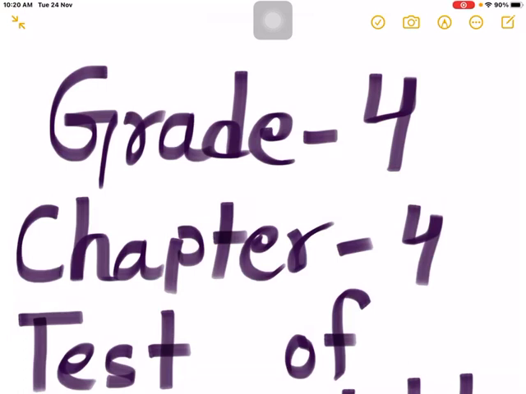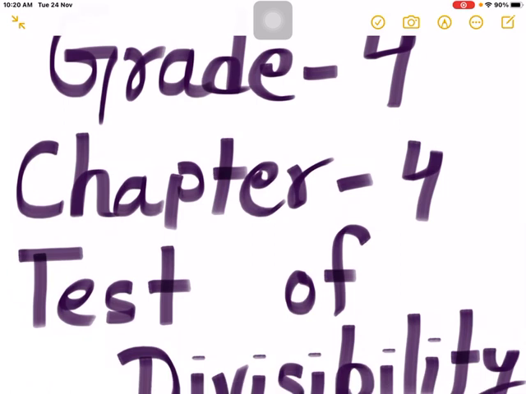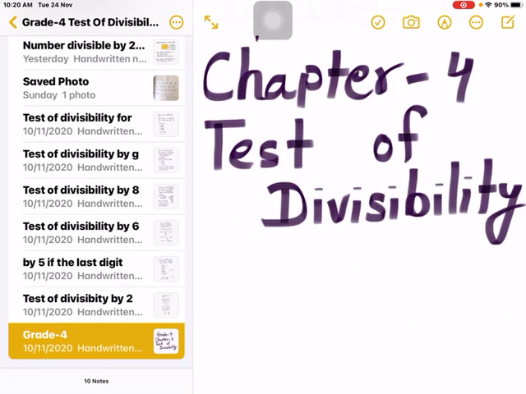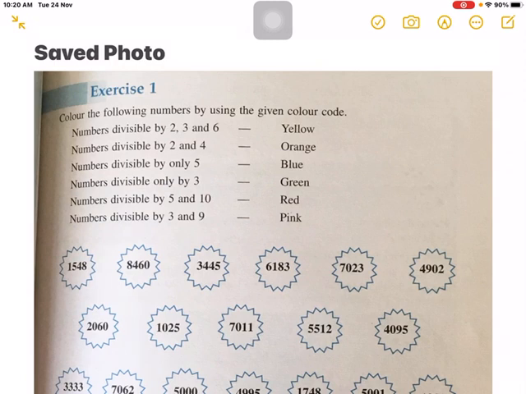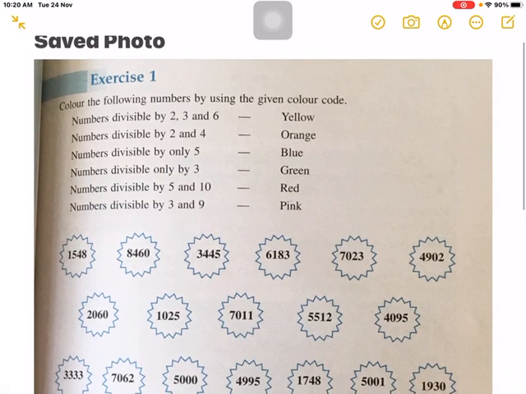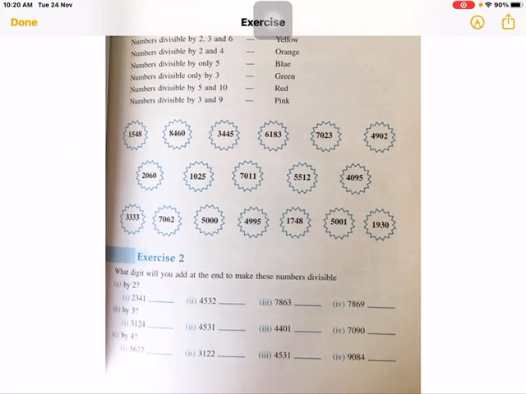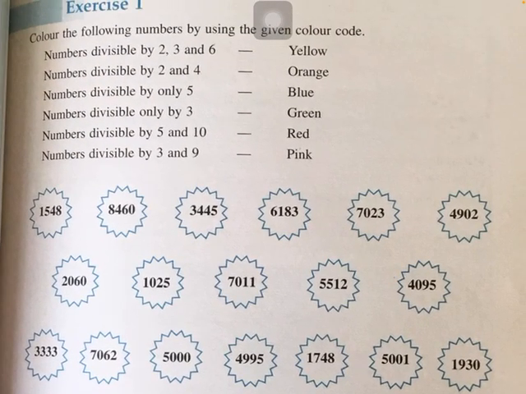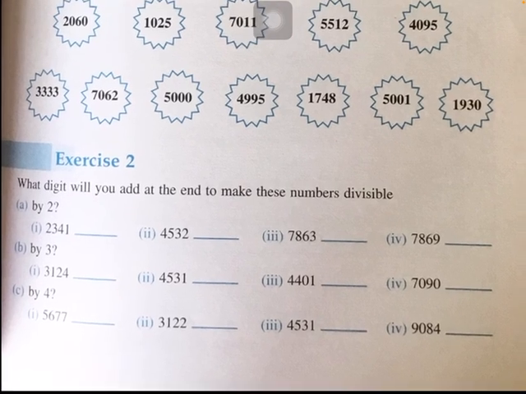Welcome to our class. Today in our math class we are in chapter 4 and the name of the chapter is test of divisibility. In our previous class we did exercise 1, where different color codes were given and we had to identify whether the given numbers are divisible by the given condition or not, and also color them from the given color code, isn't it? So today let's do exercise 2.